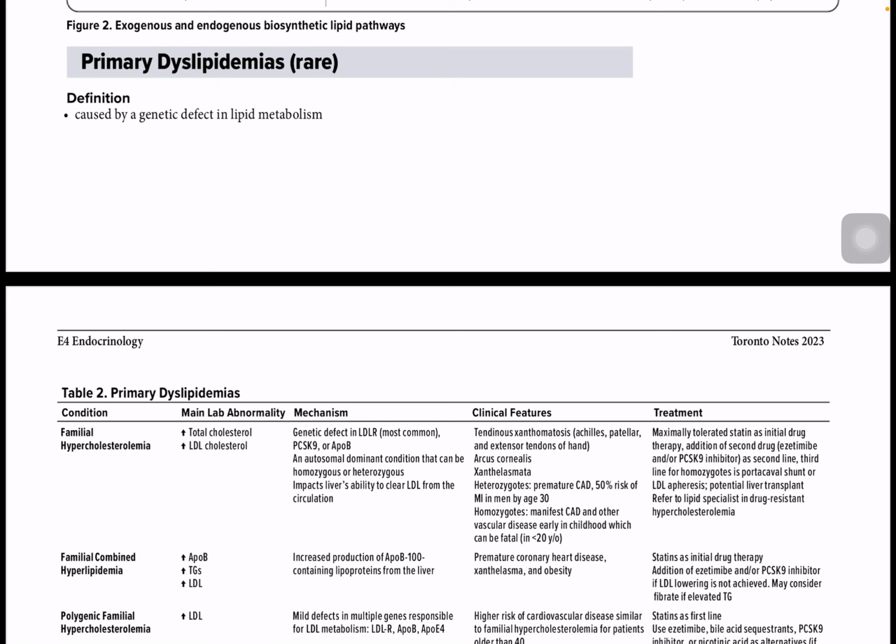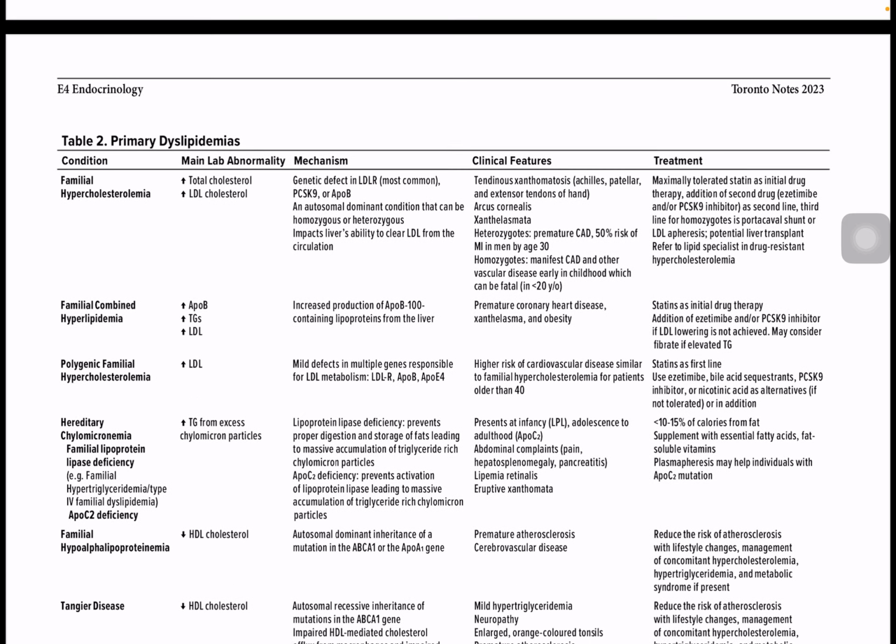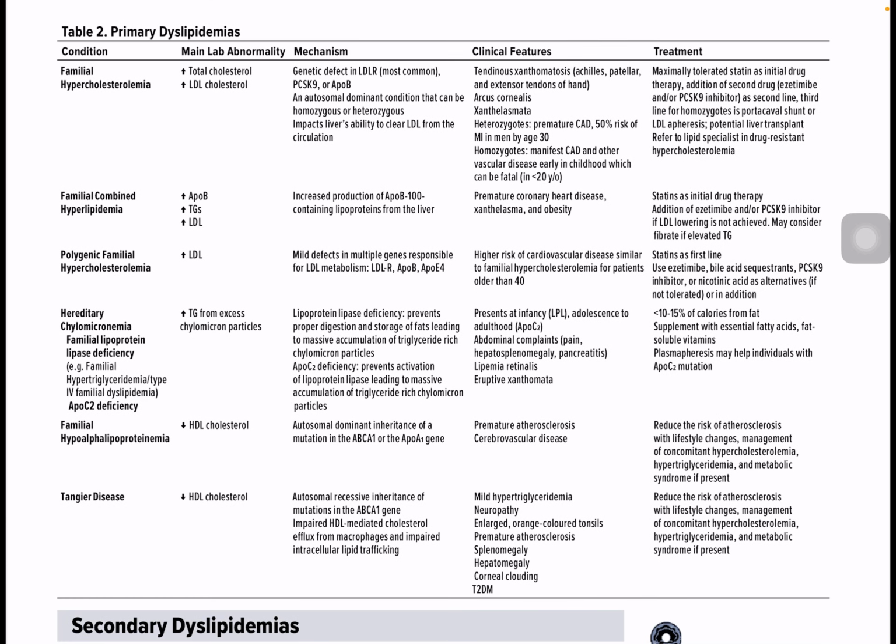So primary dyslipidemias are rare and they are genetic defects in lipid metabolism. This is the most important table that you have to learn for QE1. The previous part, anything that we have read so far, is not something that I've witnessed in the exam, or that anyone has told me about. But the primary dyslipidemia table is important.